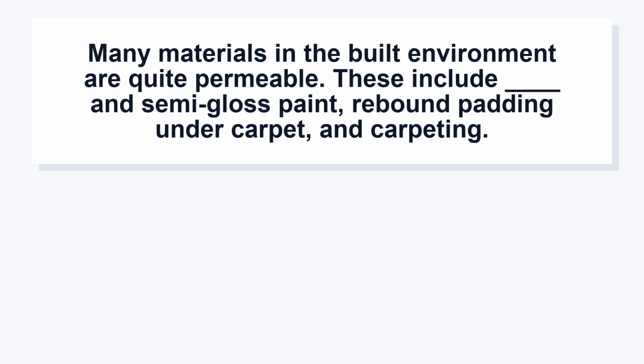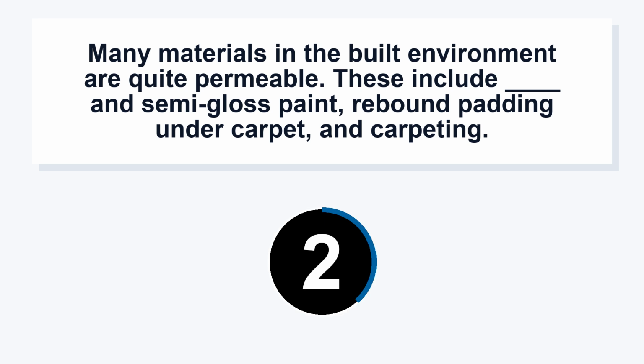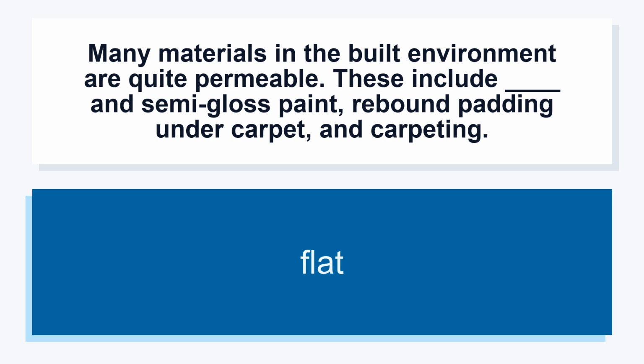Many materials in the built environment are quite permeable. These include semi-gloss paint, rebound padding under carpet, and carpeting. Flat.